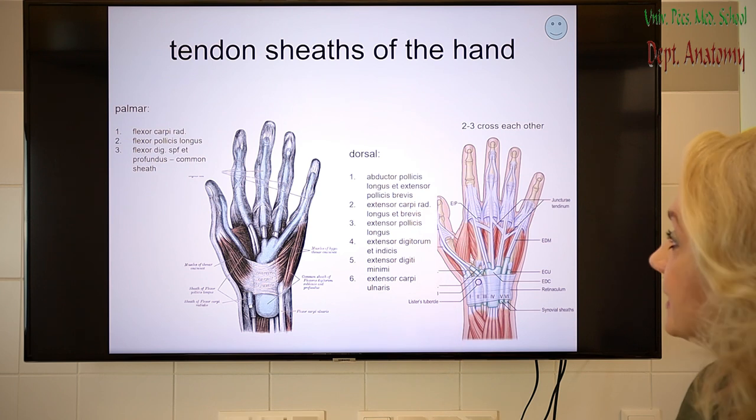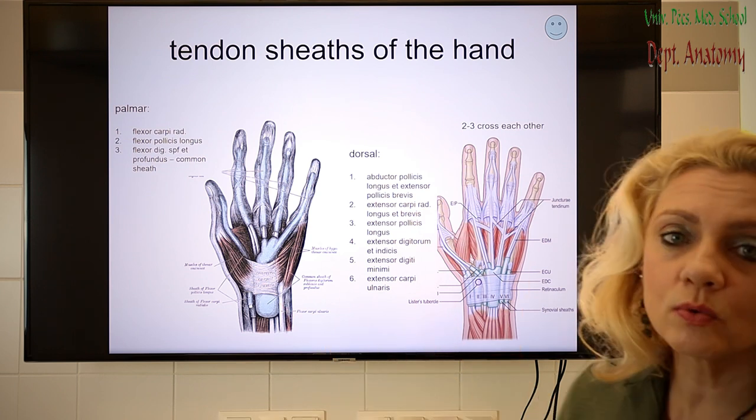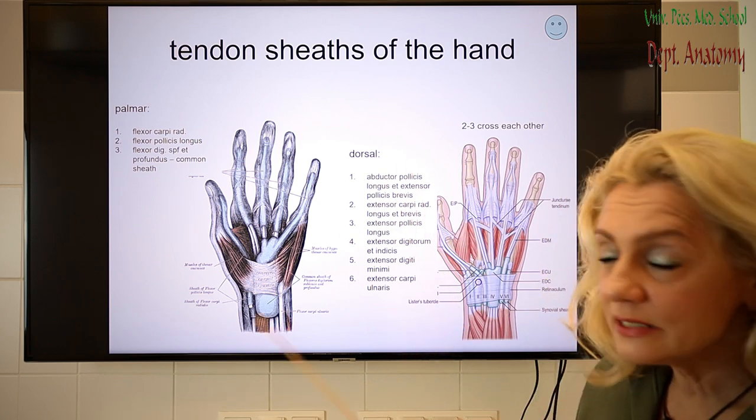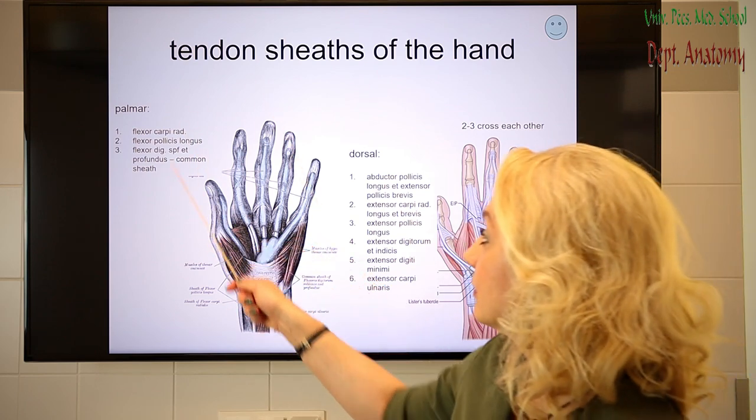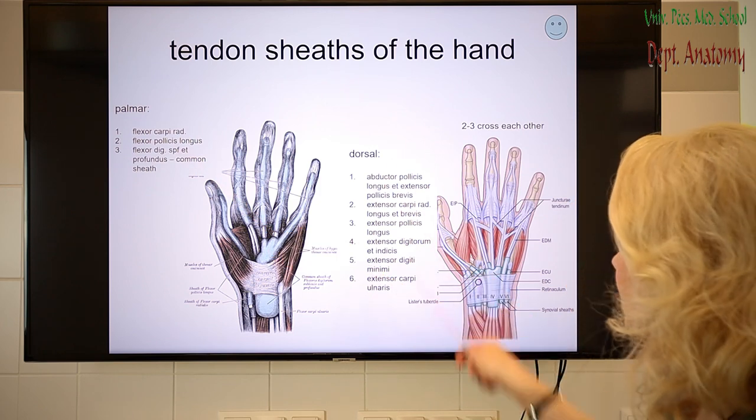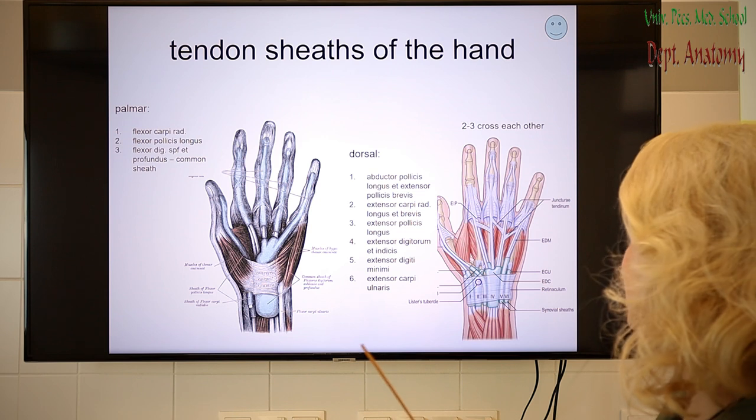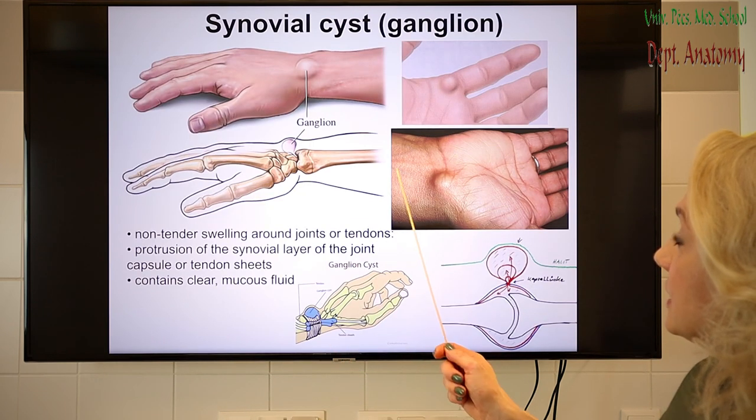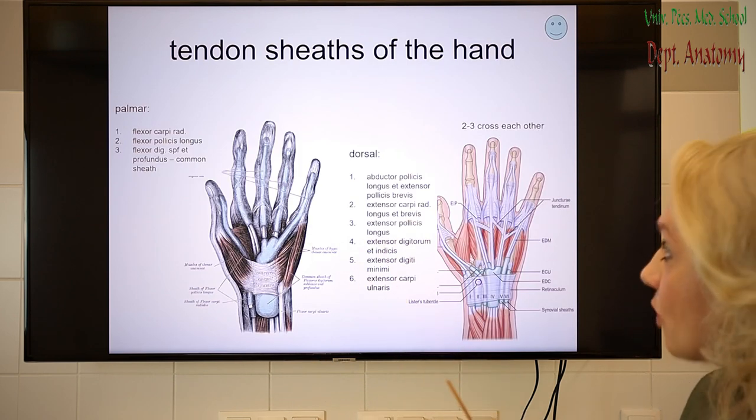Here with the tendons, both palmarly and dorsally, we always ask about the tendon sheaths. Please learn it very well from your book. The tendon sheaths: 3 palmarly and 6 dorsally. You also have to know the exact order of these tendon sheaths. I just want to draw your attention to some tendon sheath problems.